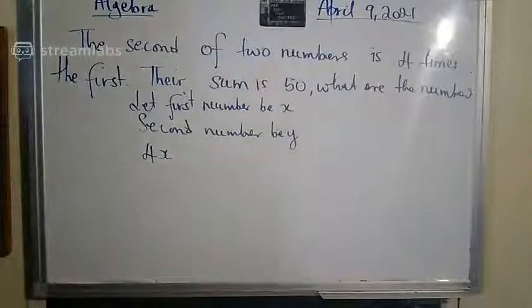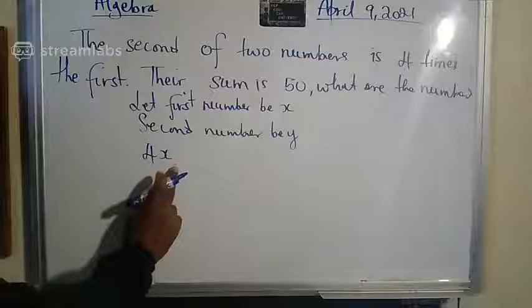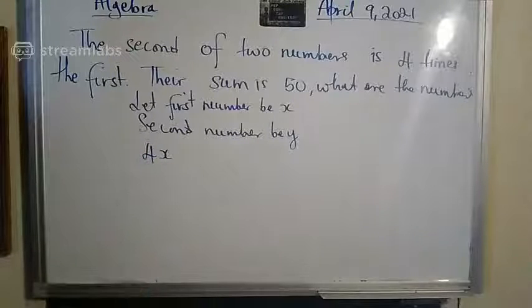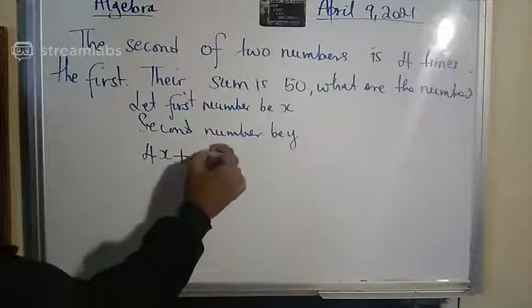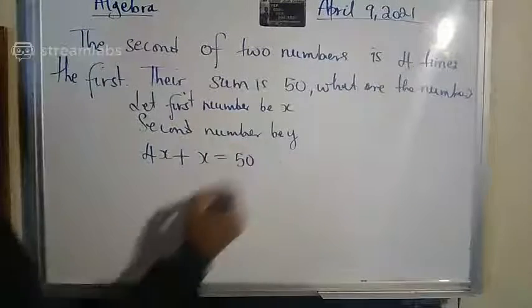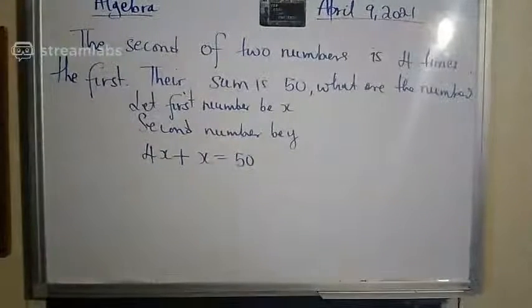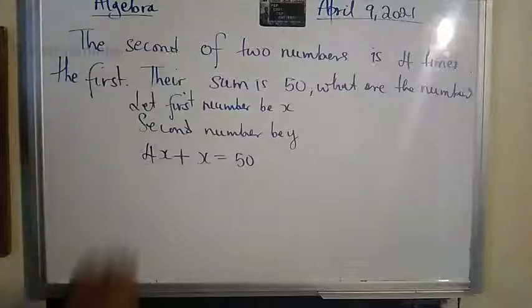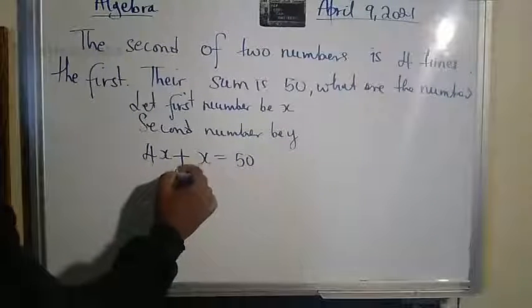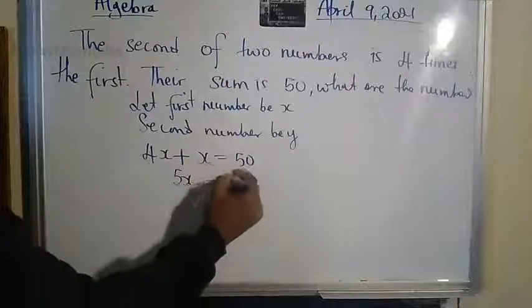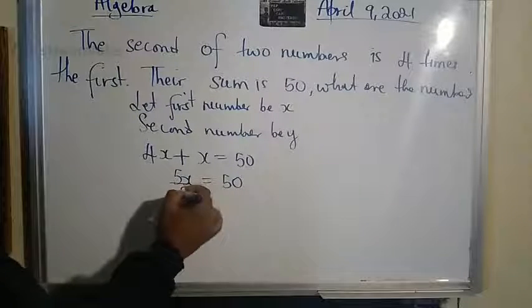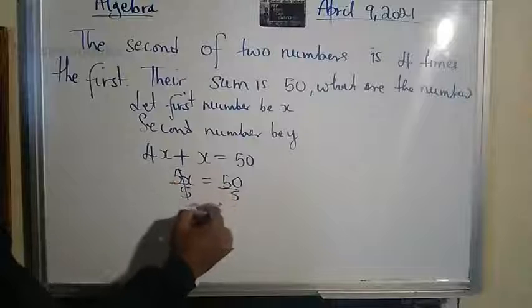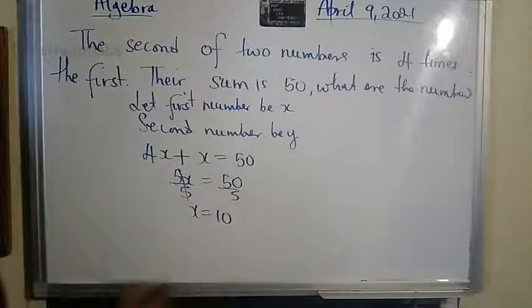And they also told us that the sum, and the sum means what? Add. Correct. So x plus 4x is equal to 50. So we can find the first number, right? So that would be 5x equal to 50. 5 times what gives us 50? So the first number is 10.